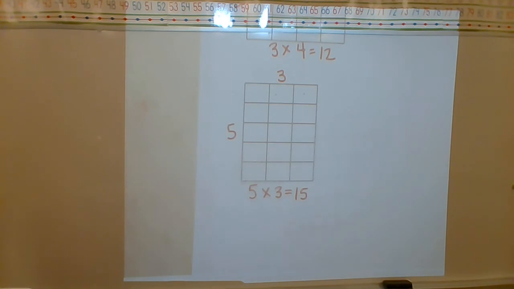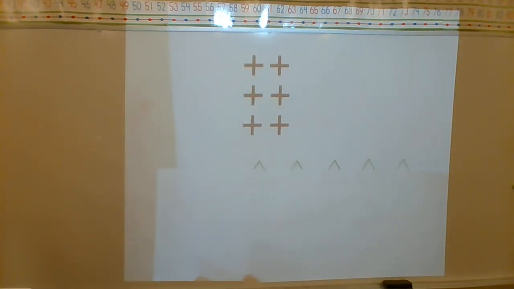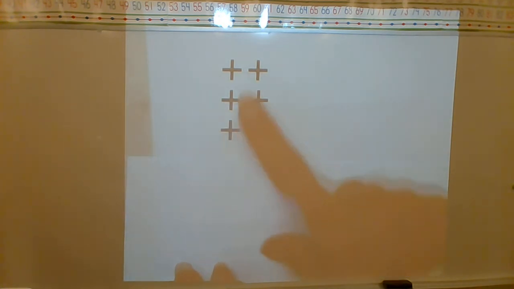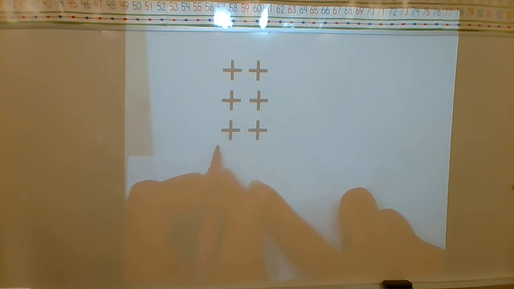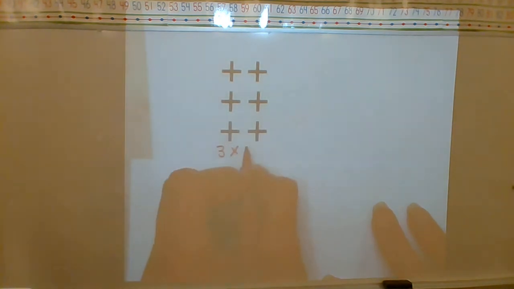Now, sometimes people draw shapes or letters instead of squares to make an array. So let's look at a few examples of that. What if I showed you this array? What do you see? Yeah, how could we write a number sentence for this? How many rows do we have? 3. How many in each row? 2. How many are there all together? That's right, 6.